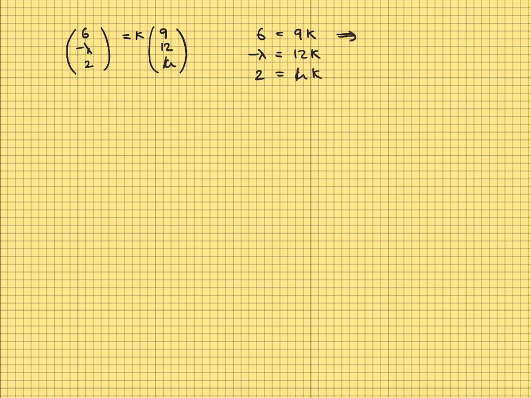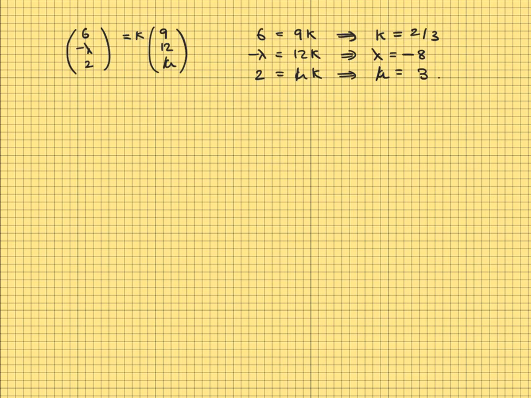So the first result here quickly gives us the value of k, it's equal to 2/3. This then allows us to work out that lambda is equal to negative 8, and in turn we can rearrange the last equation to find the value of mu, which is equal to 3.